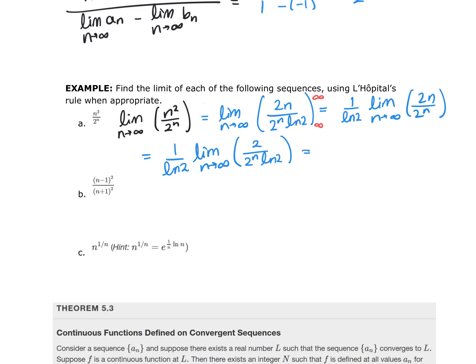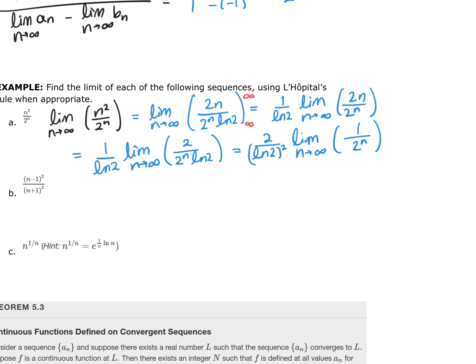So again, I can pull out the 2 and the natural log of 2. So I have the natural log of 2, the quantity squared, the limit. And I didn't have to do that step. I'm just making it easier to realize that I have 1 over 2 to the n. Now, as n gets really, really large, I'm dividing by a very, very large number, which means that 1 over a very large number goes to 0. And so my final answer is going to be 0, because 0 multiplied by this constant is going to be 0 all day long.